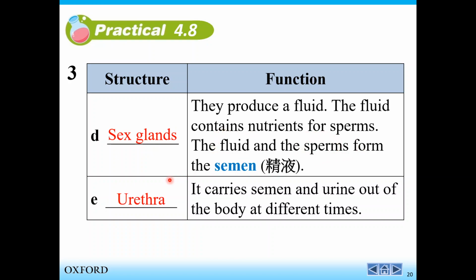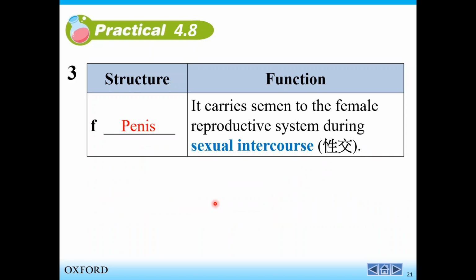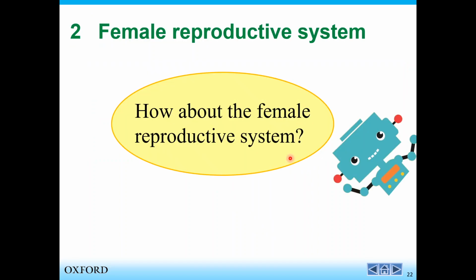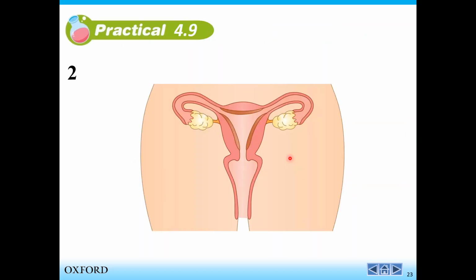And the urethra carries semen and urine, which means pee, out of your body at different times, when you want to pee. And last, the penis is used to carry semen to the female reproductive system during sexual intercourse. This is the scientific name, sexual intercourse. Okay? So let's talk about the female reproductive system.